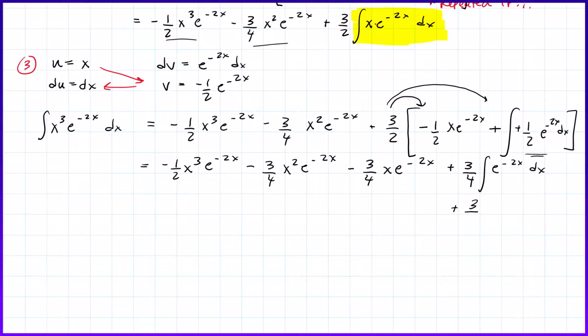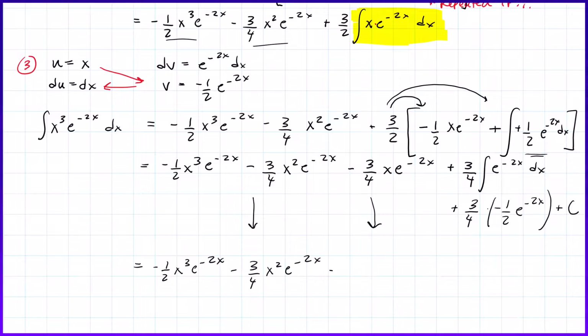This is just the integral of e to the negative 2x. So we have 3/4 times a negative 1/2 e to the negative 2x. Now at each stage we had an integration constant. I didn't write them as we were going, but we will have a plus c here at the end. So all that stuff is just going to come down, and we get minus 1/2 x cubed e to the negative 2x, minus 3/4 x squared e to the negative 2x, minus 3/4 x e to the negative 2x, minus 3/8 e to the negative 2x, plus c.